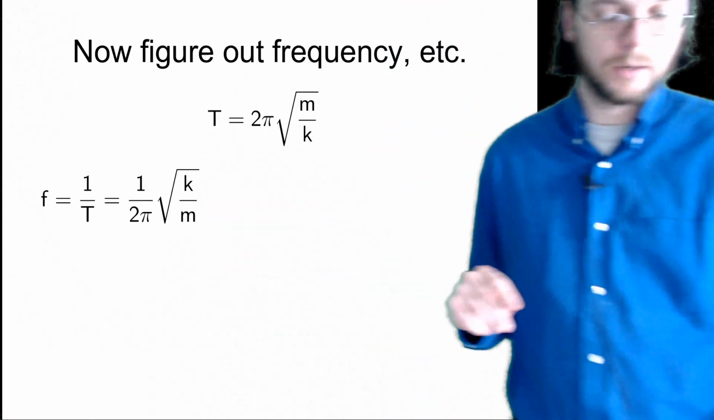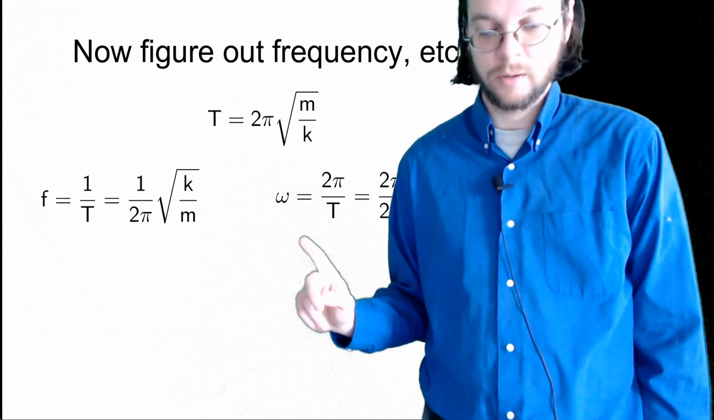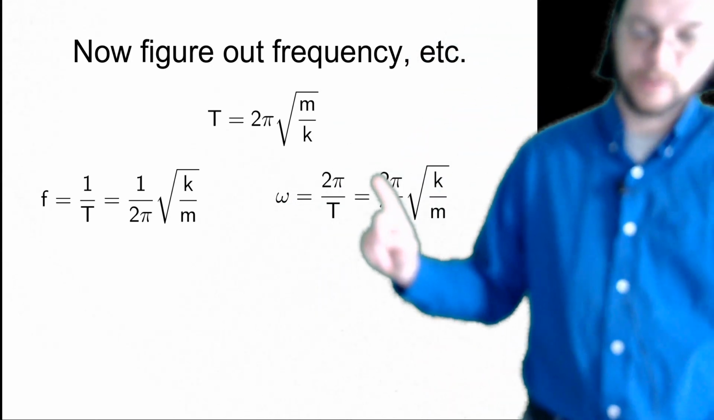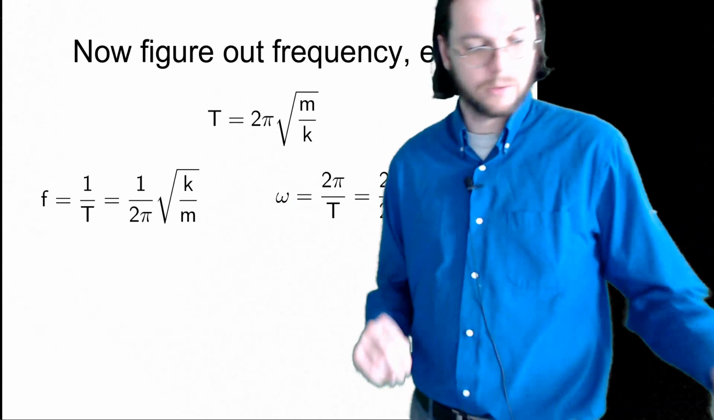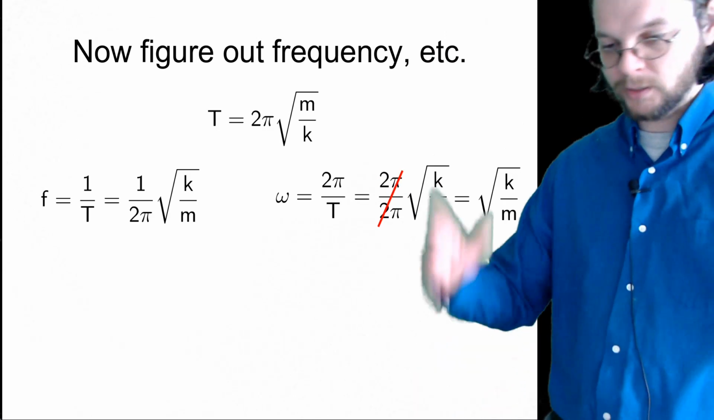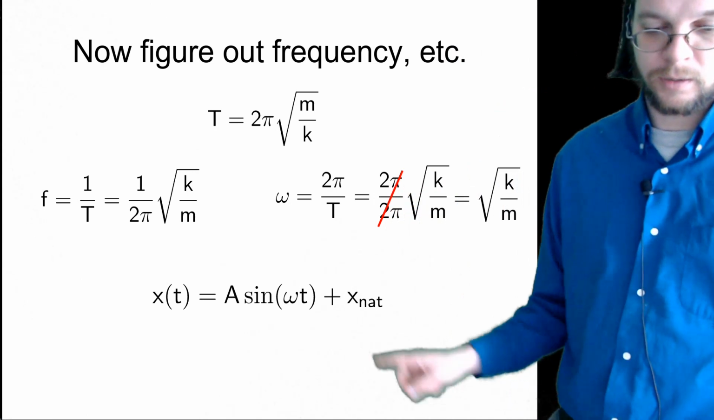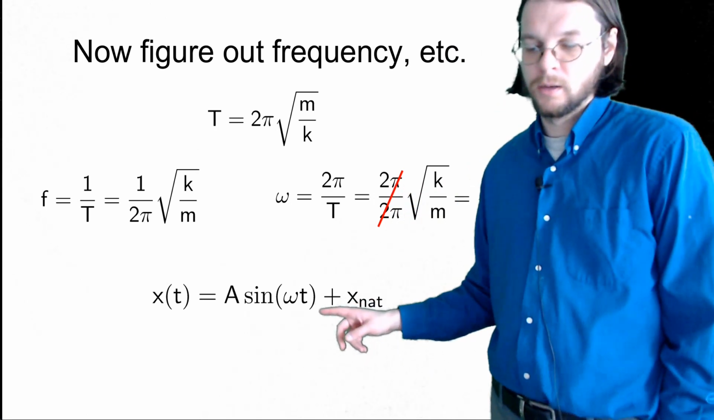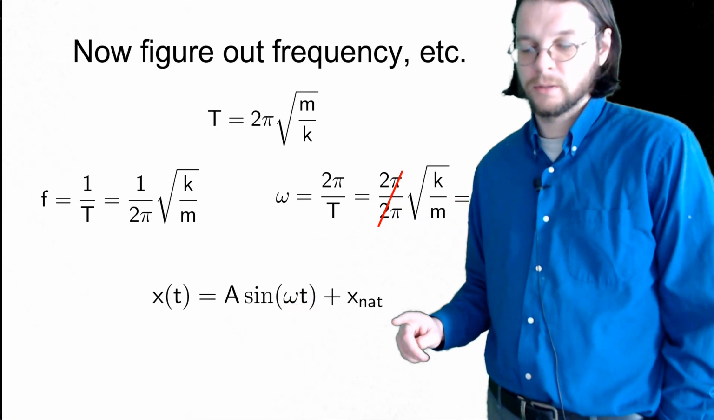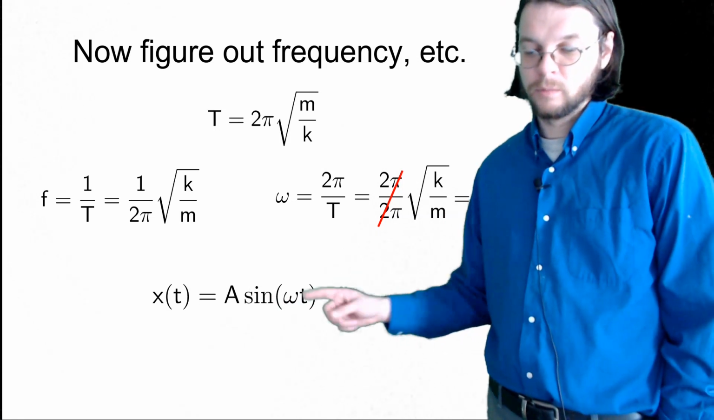Now what's interesting is that if we write the angular frequency, well, the angular frequency is 2 pi over the period. And so you stick in the period we figured out up here, and you get an extra factor of 2 pi up here. And so the angular frequency becomes just square root of k over m. So it's very elegant, very simple. There's no factors of pi or anything. And so often we will write this equation this way: amplitude times sine omega t plus whatever the equilibrium or natural length is. And we'll try to solve for this omega.